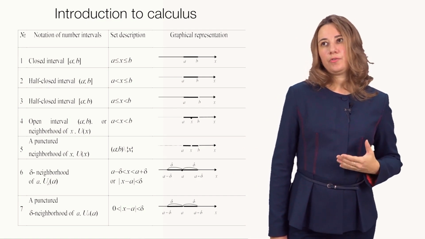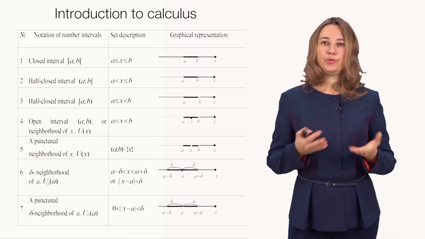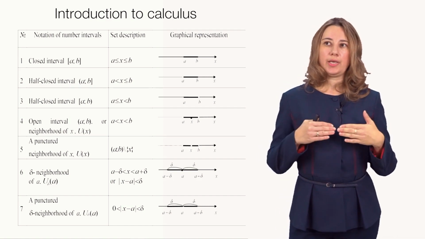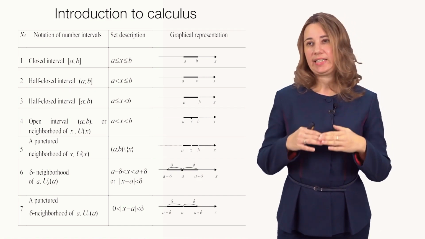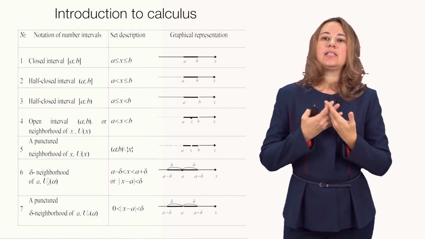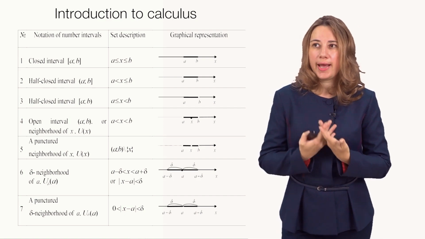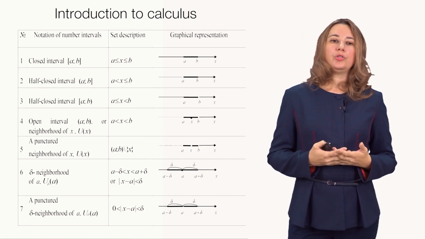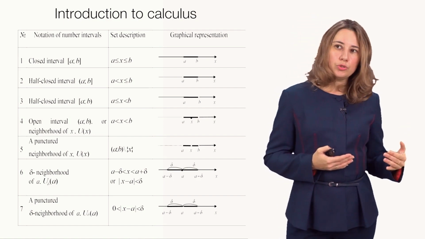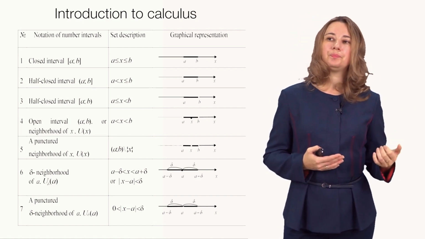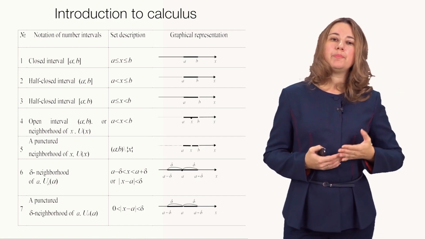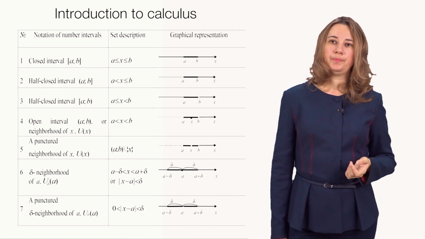The interval of our interest for future investigations is an open interval with center at x and with delta. Such an interval is called the delta neighborhood of a point x. We can include or exclude the center. If we exclude this center, the neighborhood is called a punctured neighborhood.